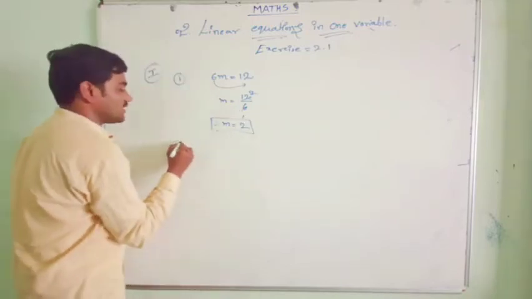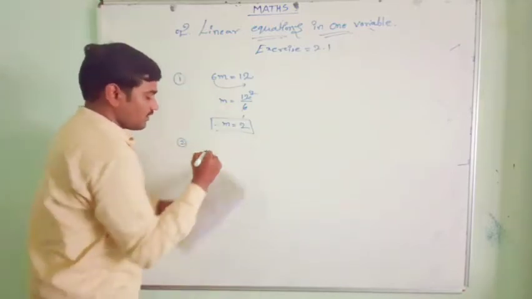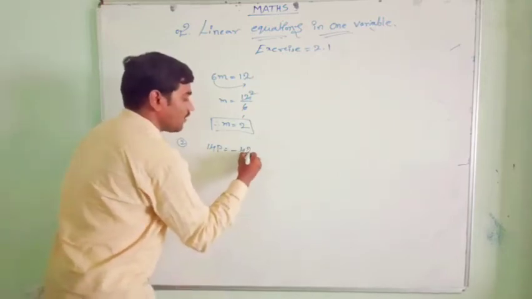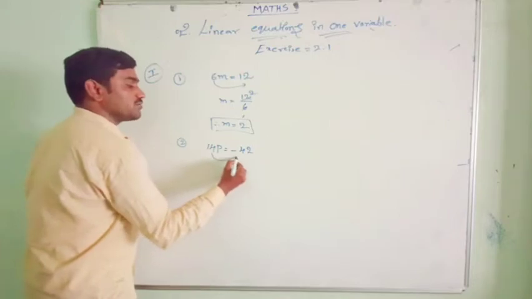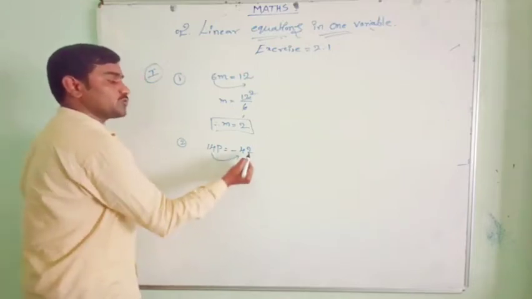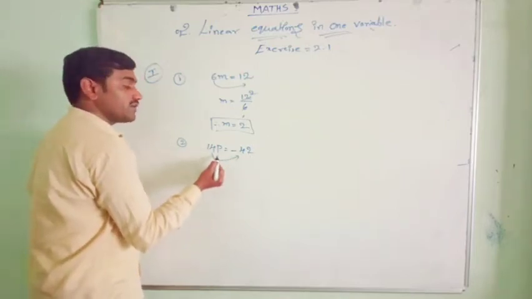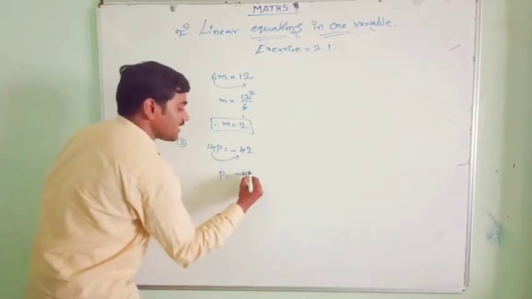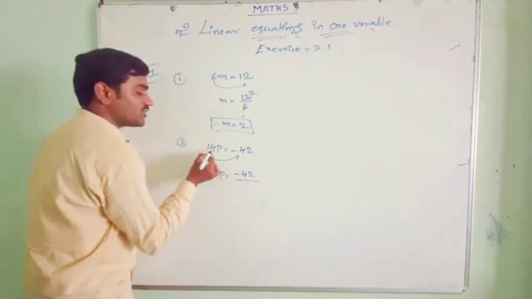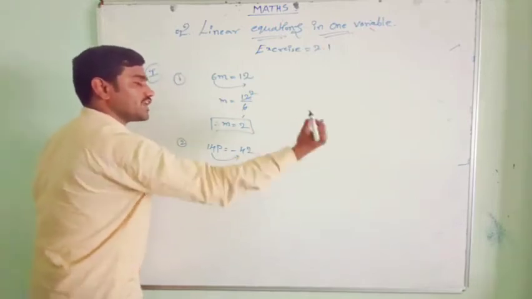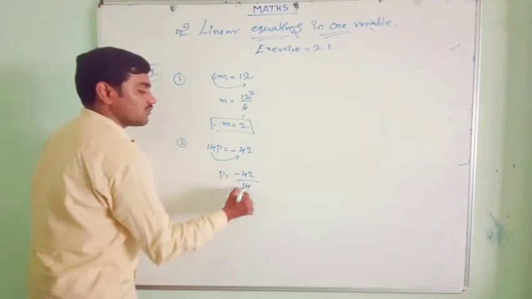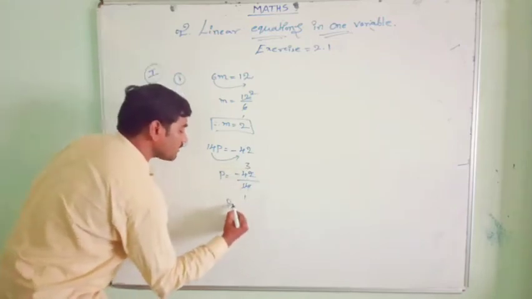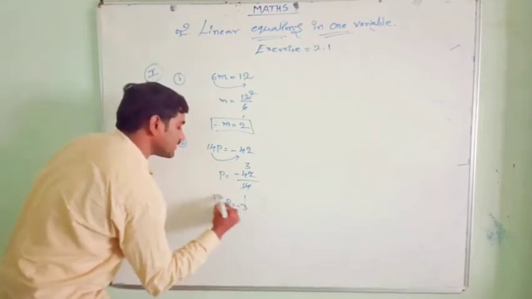So let's go for the second one. 14p = −42. Simple. Here 14 is multiplying p. If you transport it to the other side, you get the p value, and this 14 will be divided. So p = −42/14, since 14 is multiplying here and it will be divided when transported to the RHS. Fourteen ones are 14, fourteen threes are 42. That is p = −3.